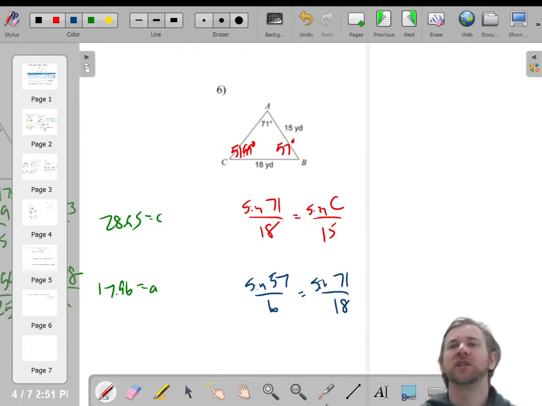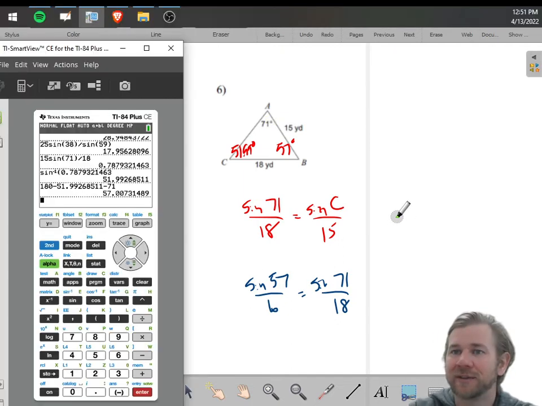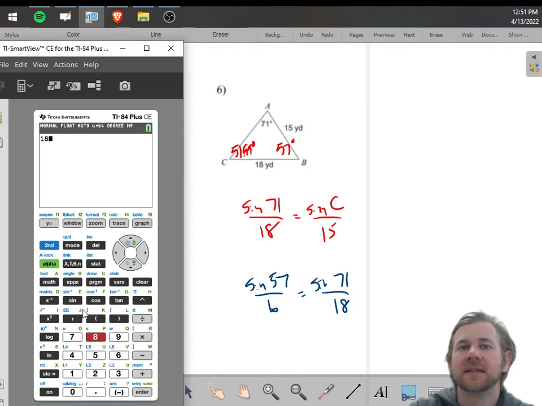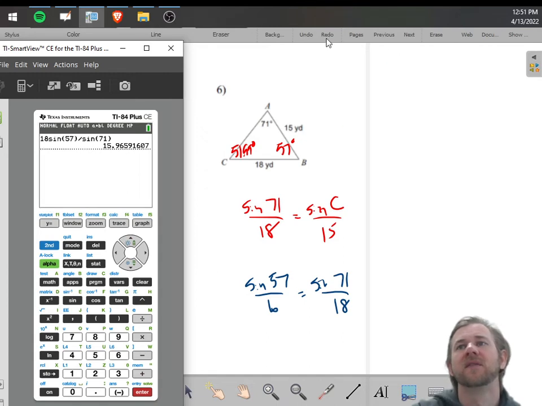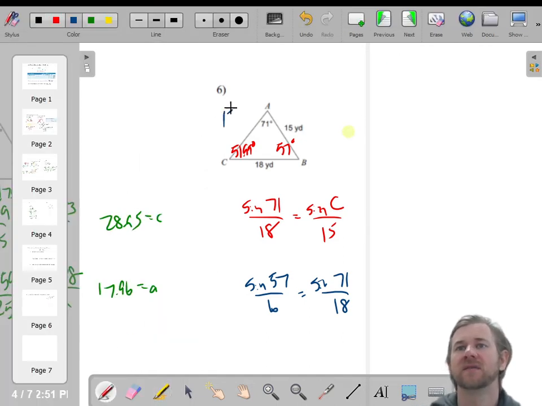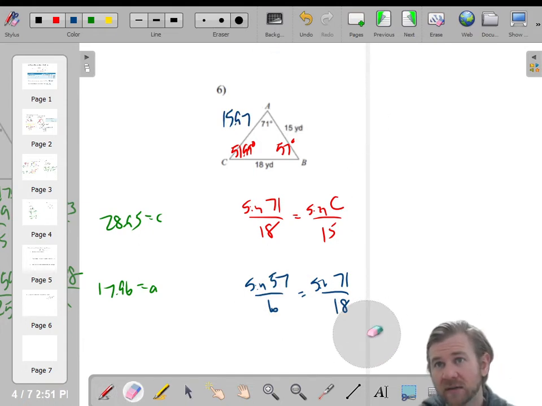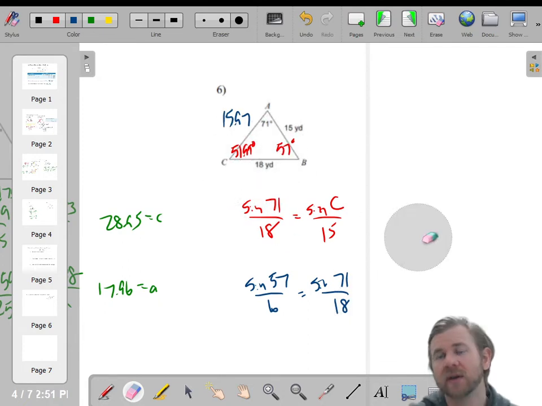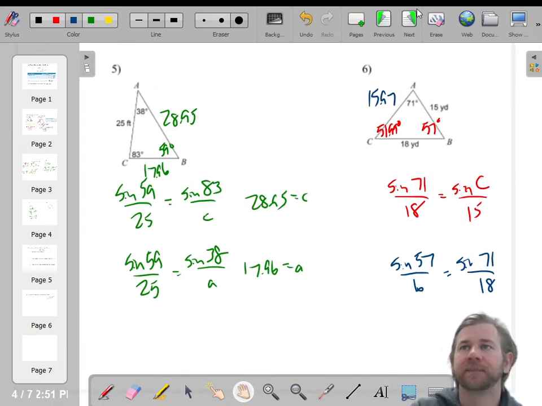Now, if you have a choice between using information that's given to you, 71, or using information that you found, pick the information that's given to you. You know it's right, and you don't have to worry about any of this rounding stuff. So 18 sine of 57 divided by the sine of 71 gets you 15.97. So little b is 15.97. And if you look at it, biggest angle is across from the biggest side, and the smallest angle is across from the smallest. Okay, cool. So I feel good about that. Once you have the proportions, law of sines is pretty quick.